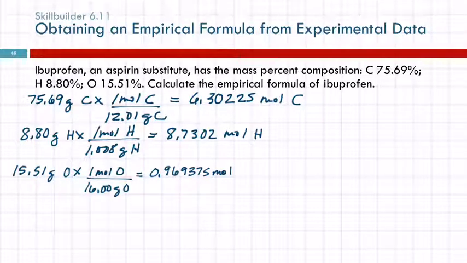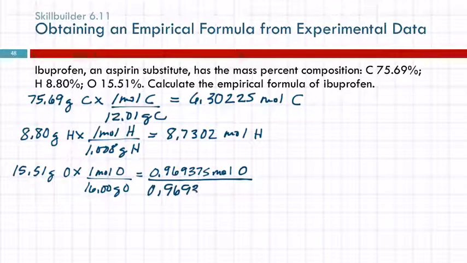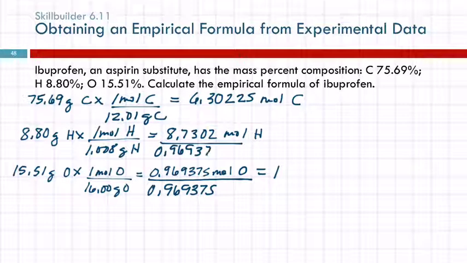So I'm converting mass to moles, and then I identify the smallest one. It's the oxygen here at the bottom. So that one's going to come out to be exactly 1. 8.7302 divided by 0.969375. This comes out to be 9.006.